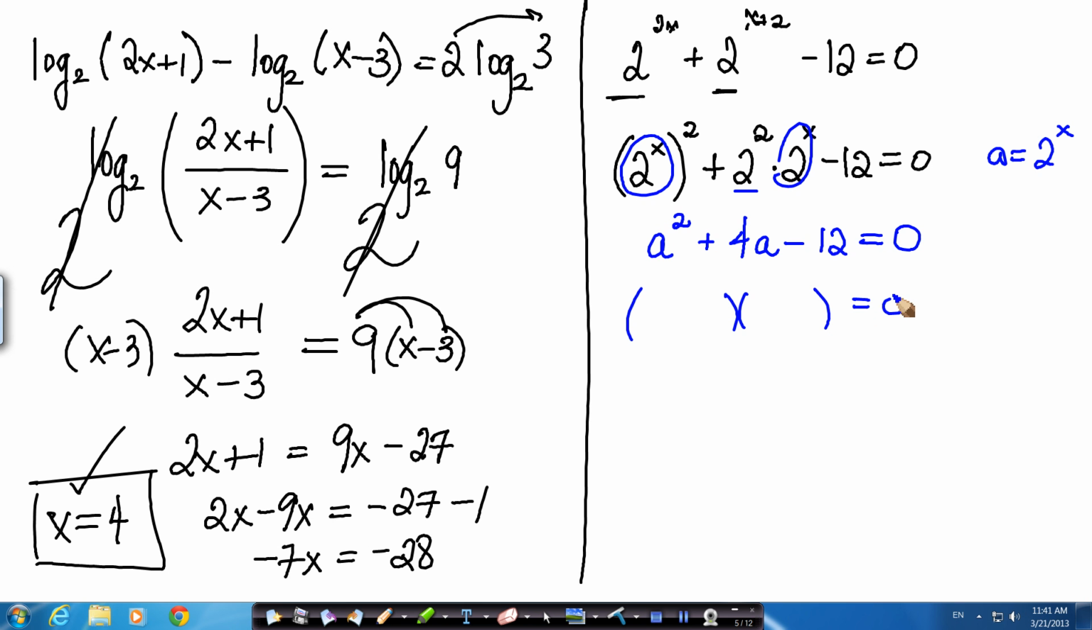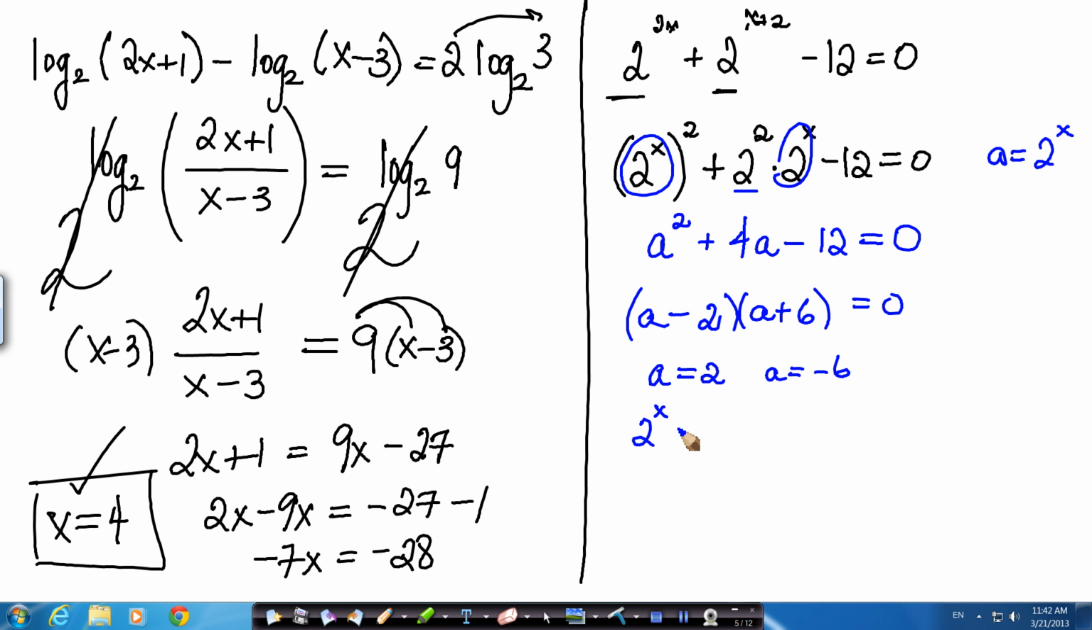Now this we can factor, no problem. It's much easier to see. We have an a here, we have an a here. We want the difference between the factors to be 4. So we've got a 6 and a 2. Now the 4 is positive, so this is going to be positive, and this one's got to be negative, right? So now I get a equals 2, or a equals negative 6.